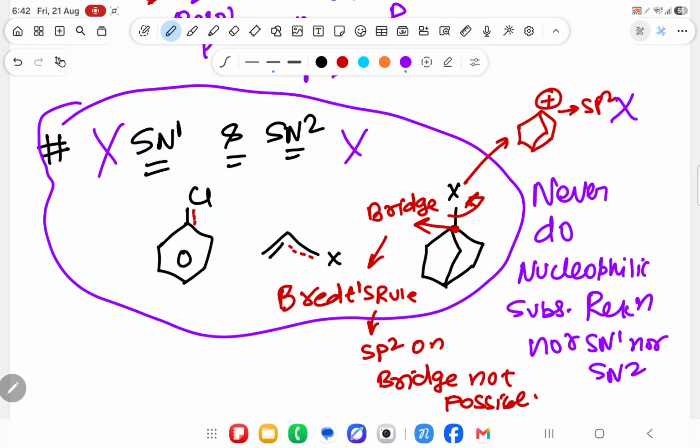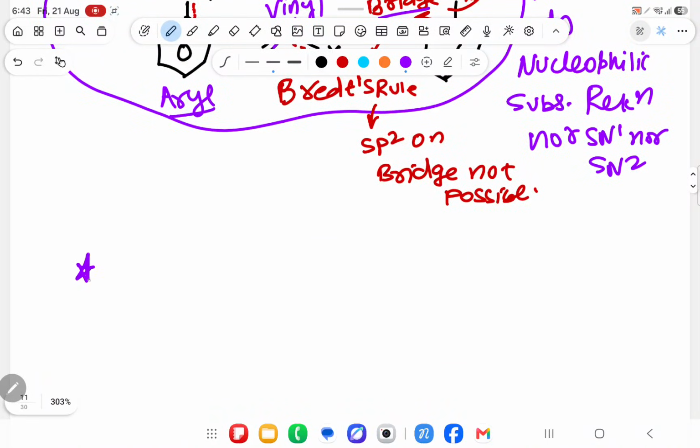So SN1 and SN2 will never happen with aryl, never happen with vinyl. Vinylic, because a plus will come on the double bond, not possible. Aryl, vinyl and bridge, never ever possible. Understood? Sir. One more important point you will write.